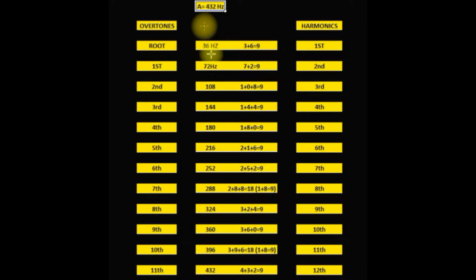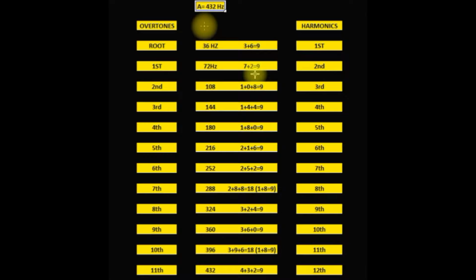The root 36 is the number of counters in the geometry holograph. 3 plus 6 is 9, the first harmonic, the root overtone. 72 is the number of the tetragrammaton triangle value, sum total. It's the first overtone, the second harmonic. 7 plus 2 is 9. The anagram is 27, Jesus. And when you add those two together, it equals 99, which equals Jesus.